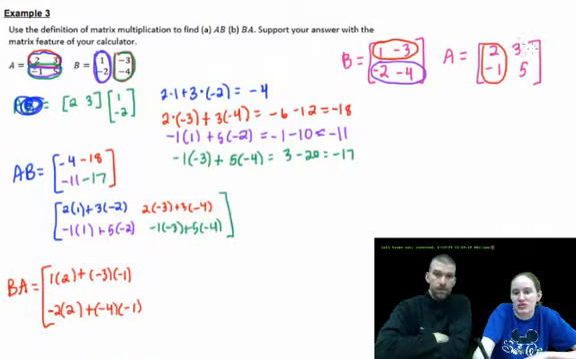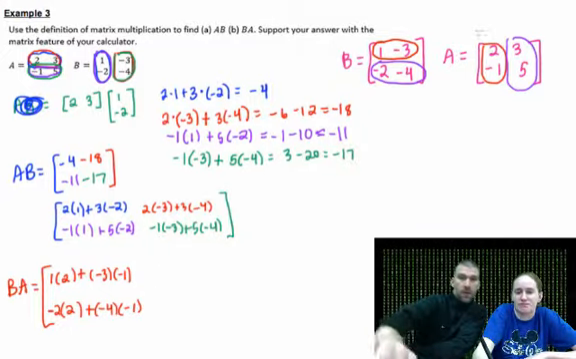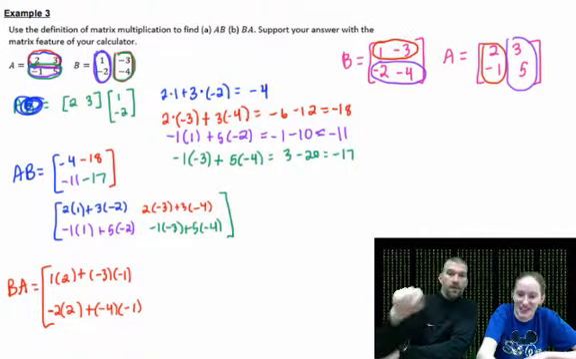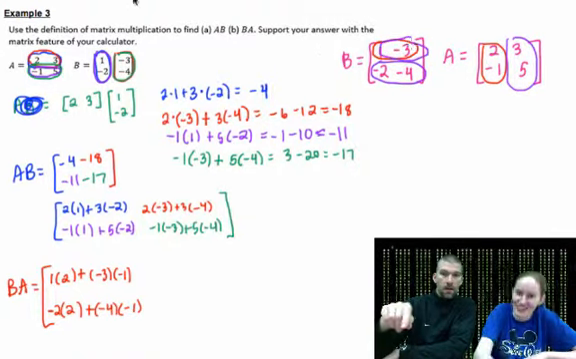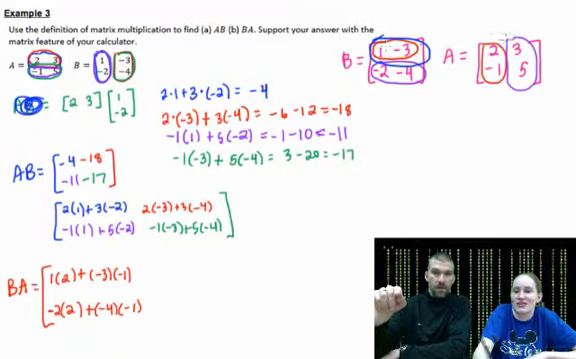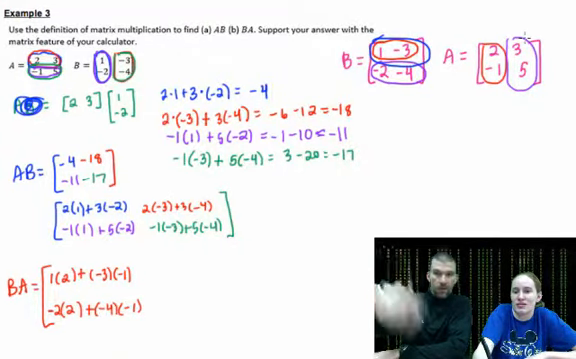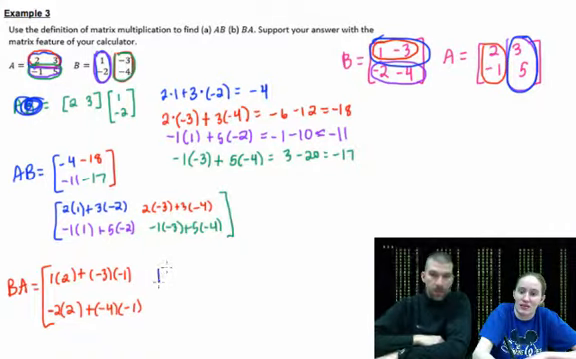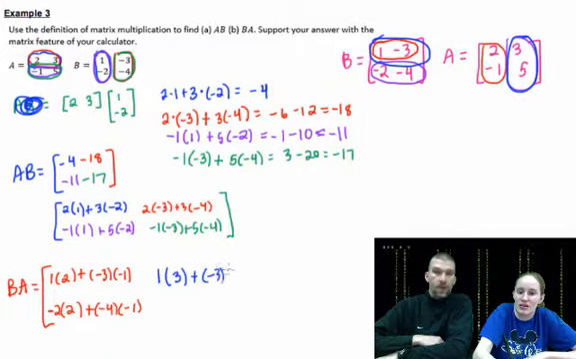So let's start this here. No, just kidding. 1, negative 3, 3, 5. This is terrible. See, it's tricky. You've got to pay attention. 1 times 3, plus negative 3 times 5.